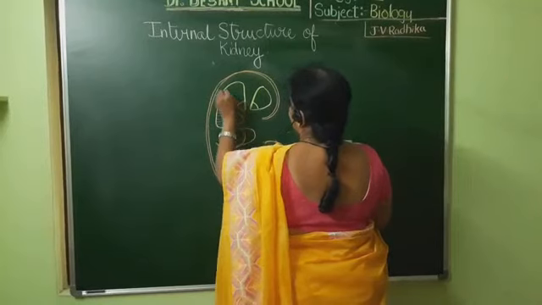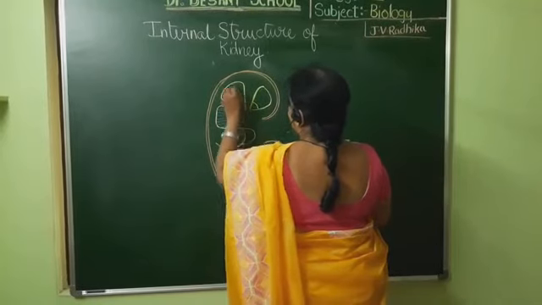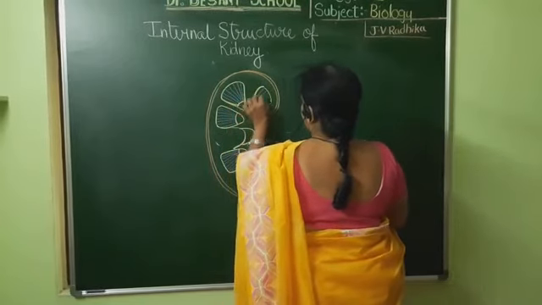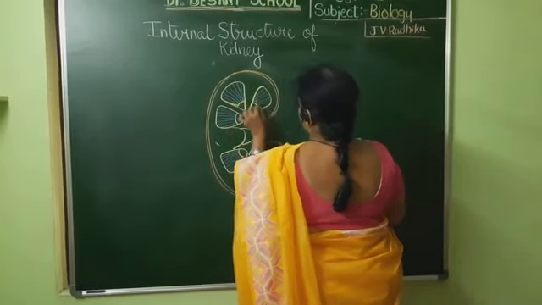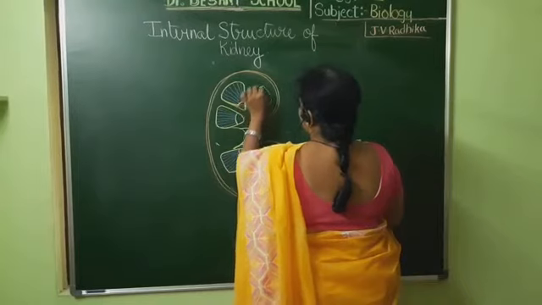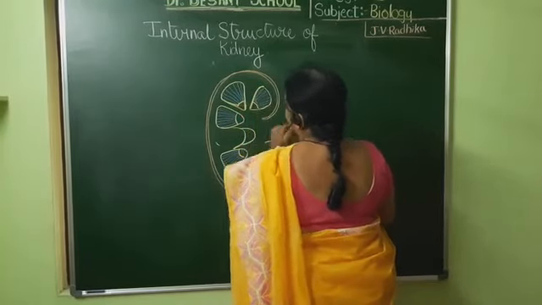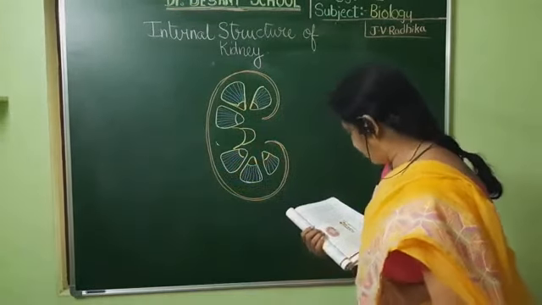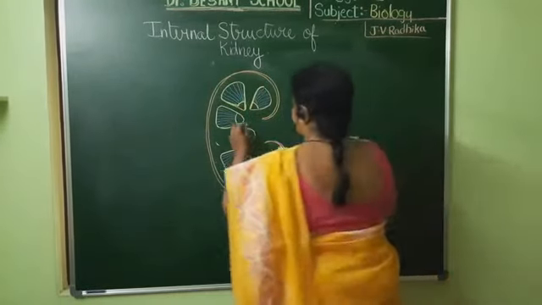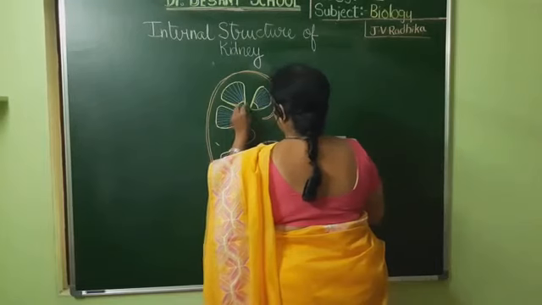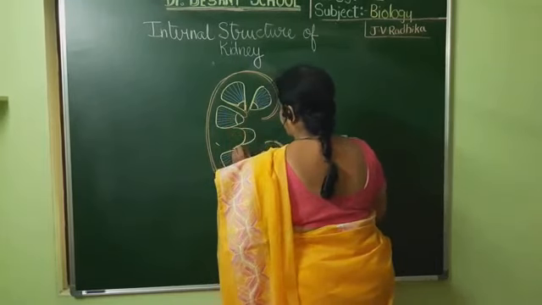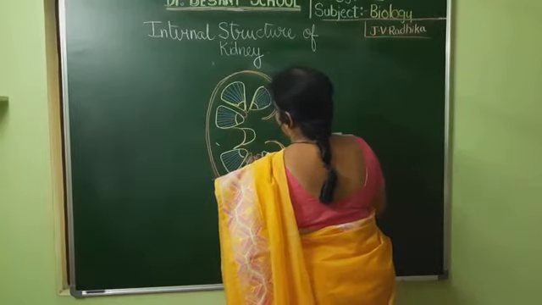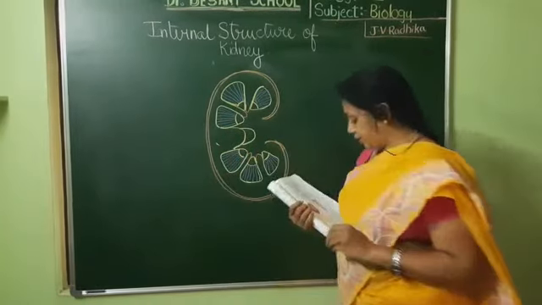Like this we can find millions and millions. With these lines I am simply representing them, but actually they are much more distributed and much thicker. So this is only the representation. Now in between we can find extensions which are called the calyces, major calyces and minor calyces.